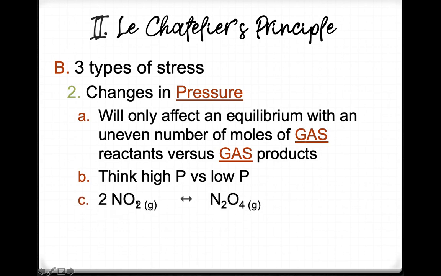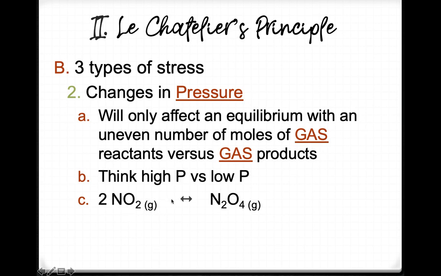So imagine I have this. This was that brown and colorless example I gave at the beginning. So if I have, in this case, 2 moles of gas on this side and 1 mole of gas on this side. Well, right now, this already has more pressure because there's twice as many moles of gas particles. So if I increase the pressure of this whole thing, there would be so much pressure on this side, it would shift to the products to relieve that extra pressure.